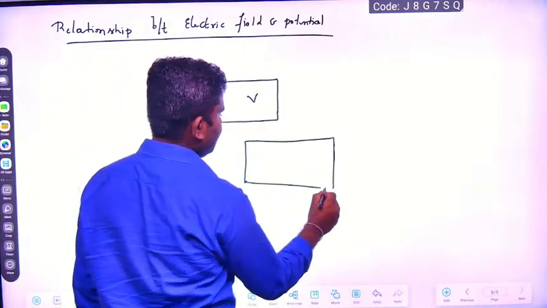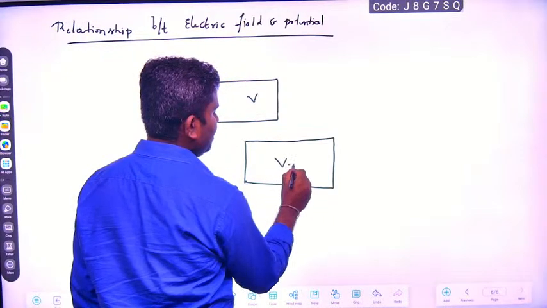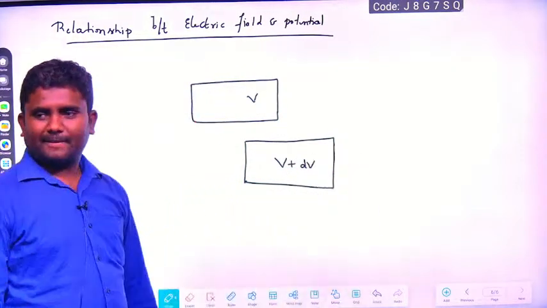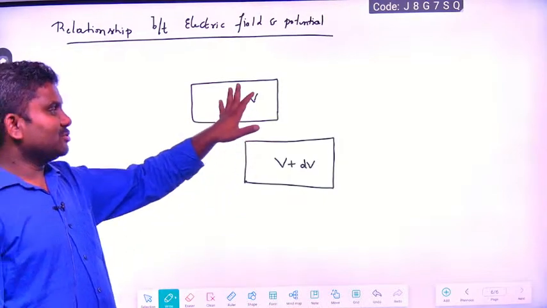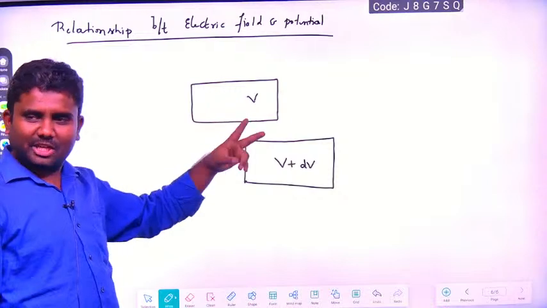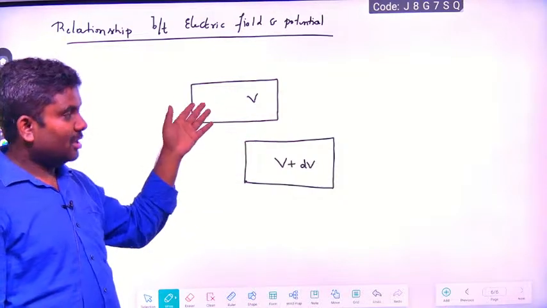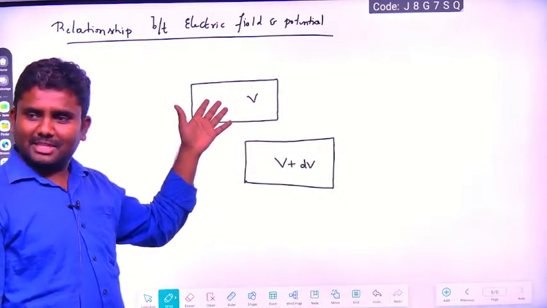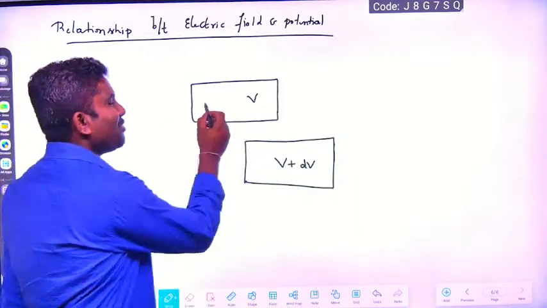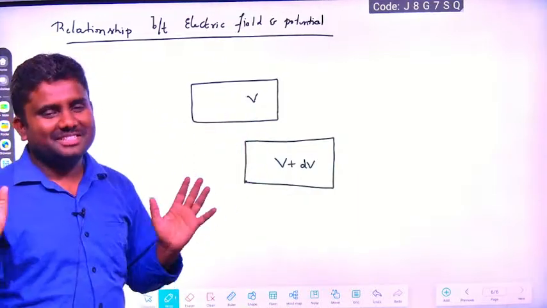This is another surface having the potential V plus dV. No, this is one surface. This is another surface. These are equipotential surfaces. Both are equipotential surfaces. Equipotential surface means that surface is having the same potential. This surface is having a different potential. Any point on the surface is having the same potential.